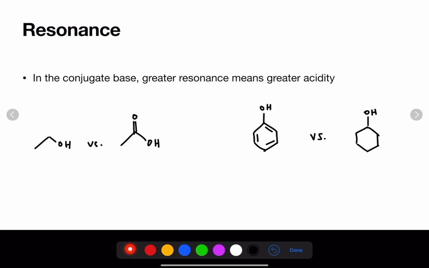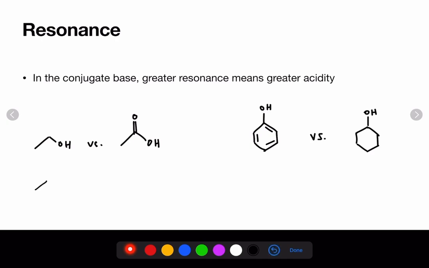Based on the acronym ARIO, the next thing we look at is R, resonance. If a molecule's conjugate base has greater resonance, the molecule is a stronger acid. This is because resonance will stabilize a negative charge, so a conjugate base with greater resonance will be more stable and a weaker base. A weaker base will have a stronger conjugate acid.